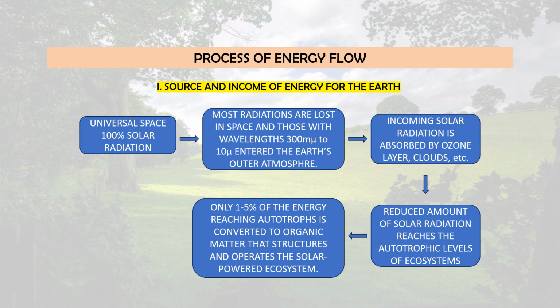So maybe the autotrophs get some 5 to 10% or 1 to 5% of energy from the sun, and only that percentage, 1 to 5 percent of energy, is converted into organic matter that is then transferred as food to other trophic levels, and which maintains the structure of the ecosystem, that is, provides energy to all the trophic levels of the ecosystem.